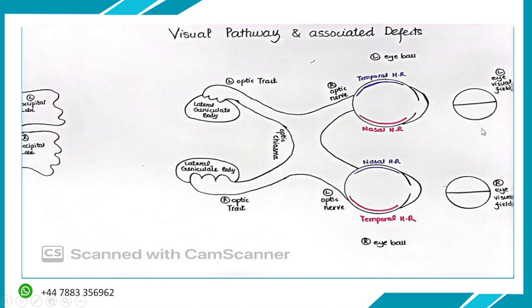Then these two circles represent the visual fields. This circle represents the left eye visual field, and this represents the right eye visual field, and all of this optic pathway and the associated defects are about these. We will talk about these two things, the left eye visual field and the right eye visual field.